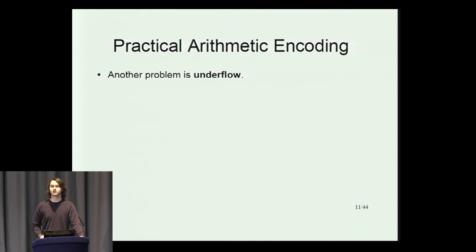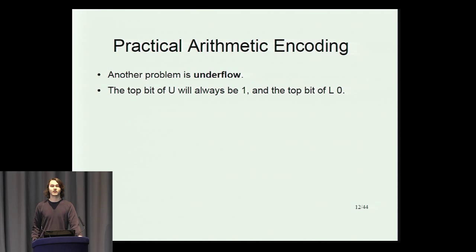One problem that I haven't discussed, though, is underflow. Underflow is when our upper and lower bounds are starting to get closer and closer, such that we risk rounding that could lead to lossy compression. The solution to this is to look at how this could happen. The top bit of our upper bound will always be 1, and the top bit of our lower bound 0. They can't be the other way around, because that would imply our lower bound was higher than our upper bound, which isn't possible. And if they were the same, we would have left shifted them away.